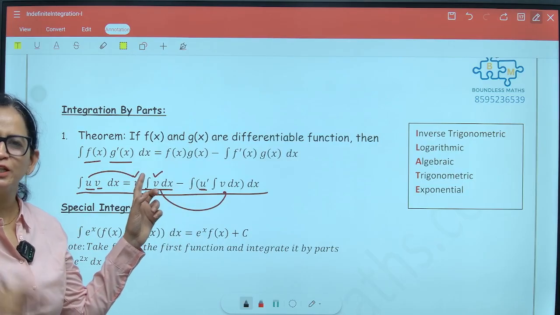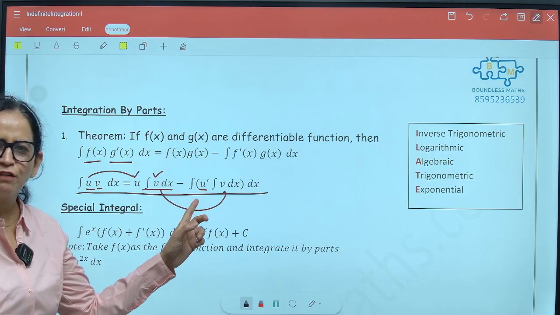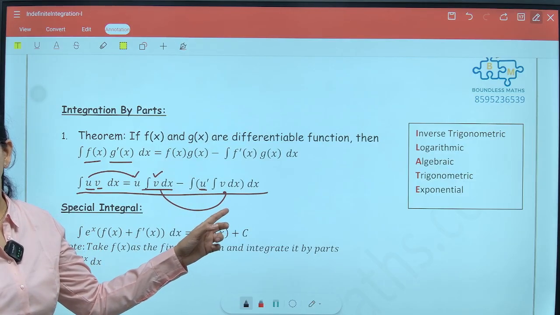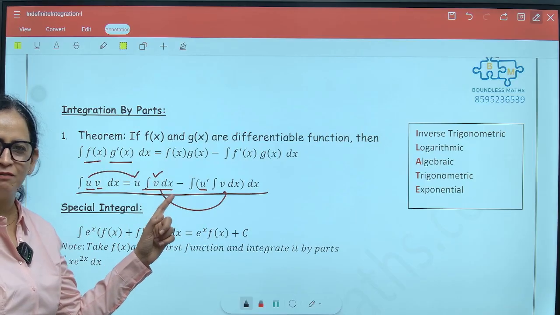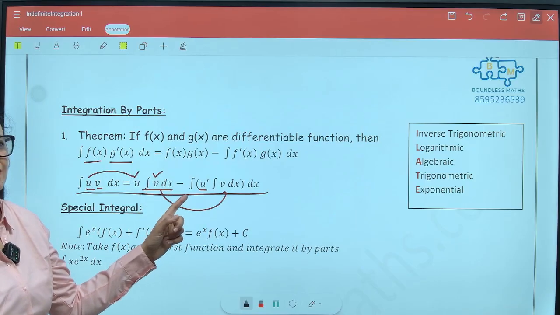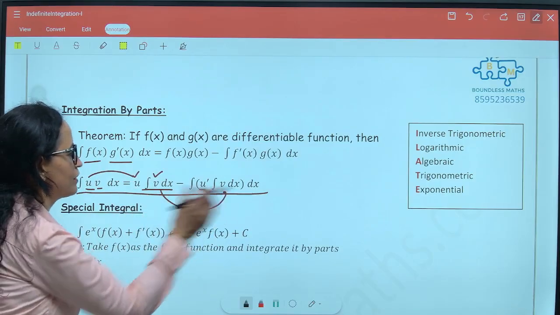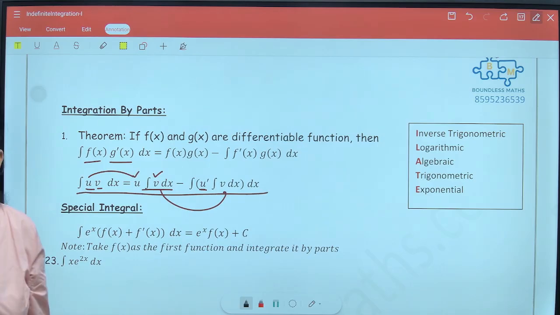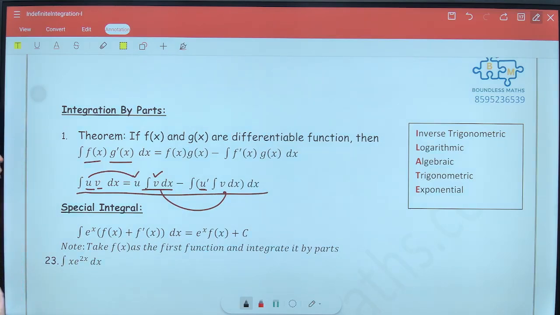First function into integral of second function minus integral of derivative of first function into integral of second function. Once more: first function into integral of second function minus integral of derivative of first function into integral of second function. It is not confusing. Trust me, it is not confusing. When we do certain questions, you will understand how to use it.